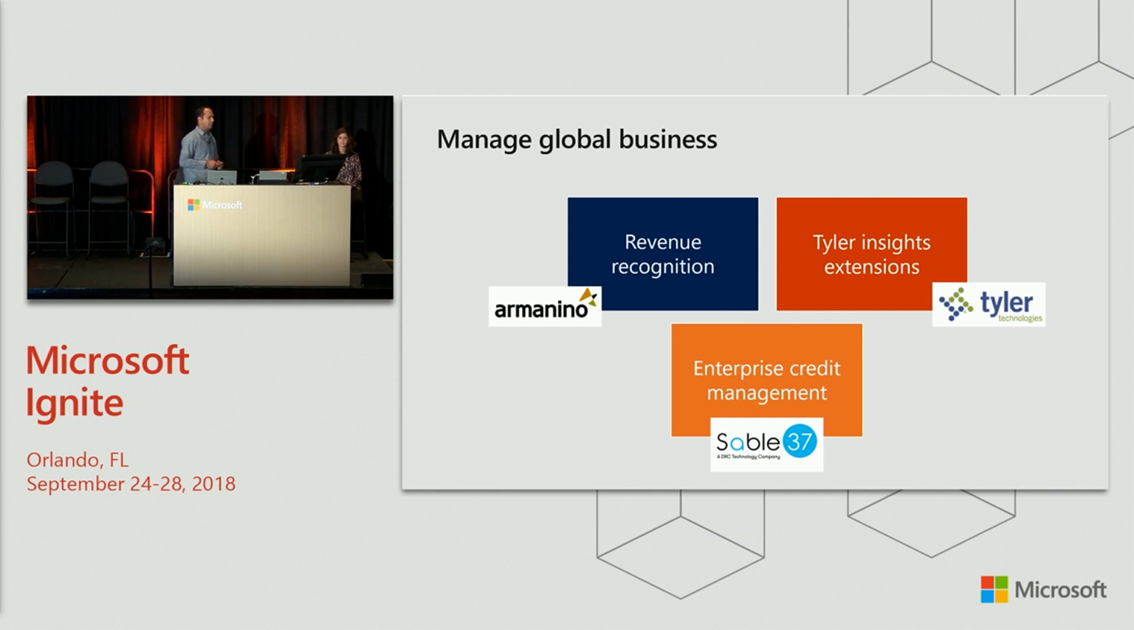And in our recent analysis, these are the 3 products that shined. One was the revenue recognition management module from Armanino, Tyler Insight extensions for Tyler that brings a lot of public sector functionality, and enterprise credit management solution from Sable 37. And it totally made sense. A lot of customers are using it. We decided that we're going to acquire the license for these products and bring them into finance and operations and ship them as part of finance and operations. So I'm pleased to announce that by spring of 2019, these modules will be available in finance and operations out of box with no additional cost to the end users.